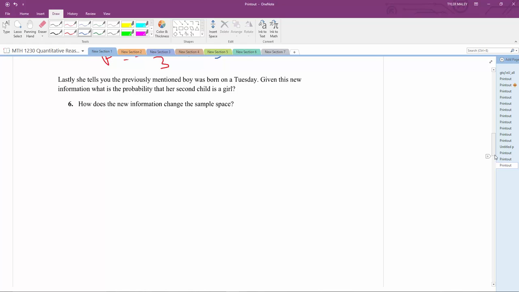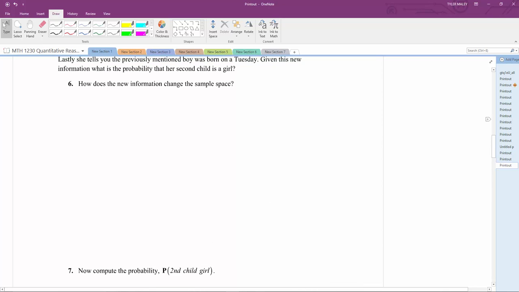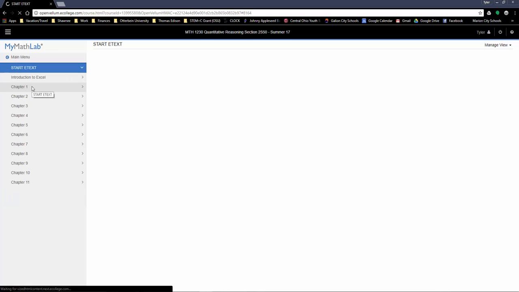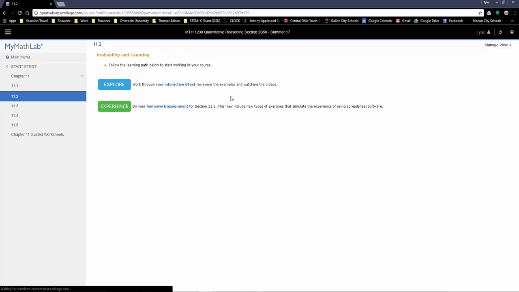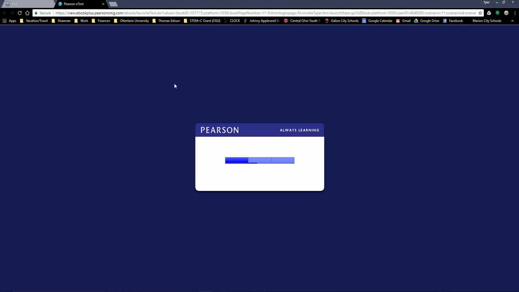So number 6 says, how does this information change the sample space? There's actually a really good picture in the text. So let me open up the textbook for you. I'm just going into Canvas, opening up my math lab. Then we're going to go to the textbook. So we're in chapter 11. I'm pretty sure it's on page 11 in this section. So 11-11.